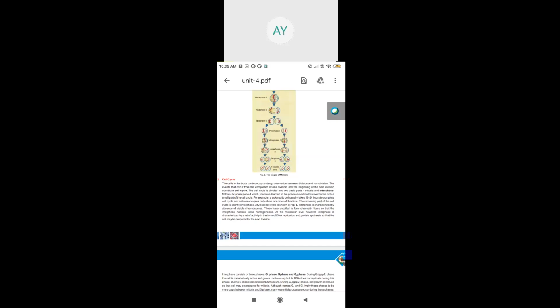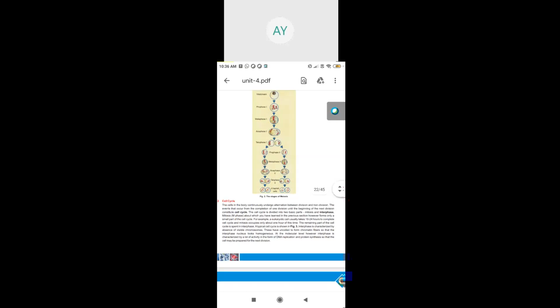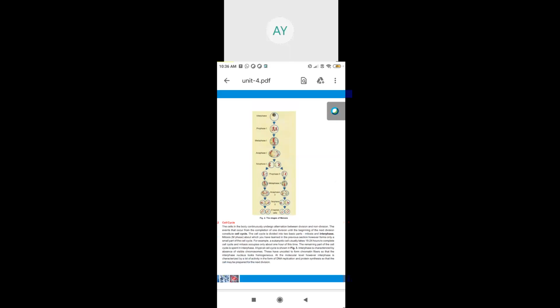The longest stage is prophase 1, which contains 5 different substages: leptotene, zygotene, pachytene, diplotene, and diakinesis. You understand these things.